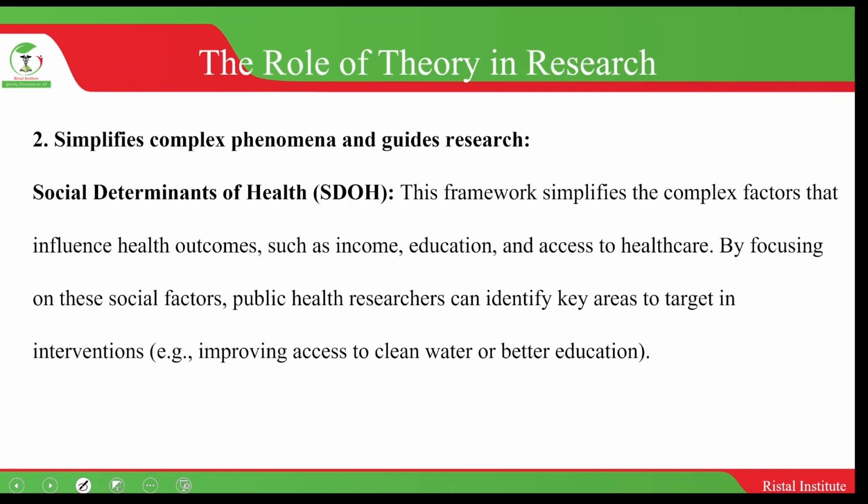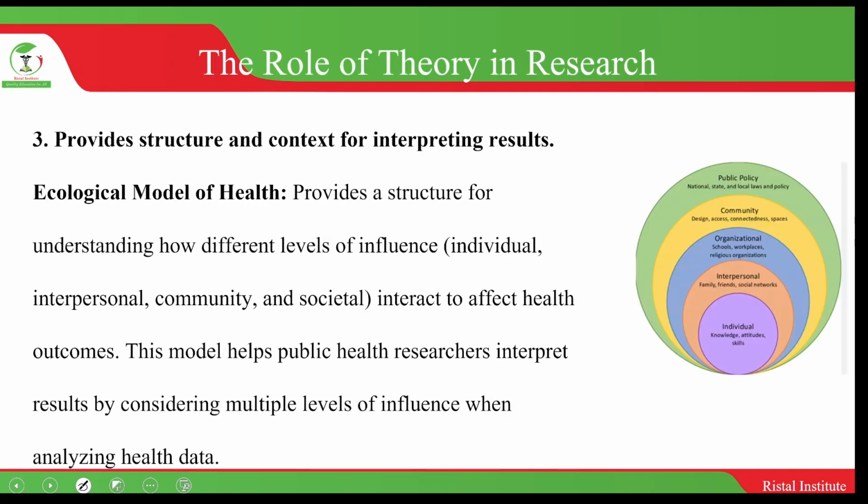So you can ask yourself a question related to the risk factors associated with, let us say, particular health outcomes. Children who get malnourished, the factors associated with acute severe malnutrition, you can use this framework. So the questions will be based on the social determinants of health. And then the third example here is that theory can help structure and contextualize your research findings.